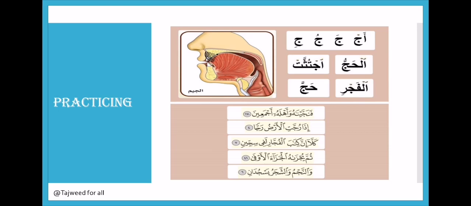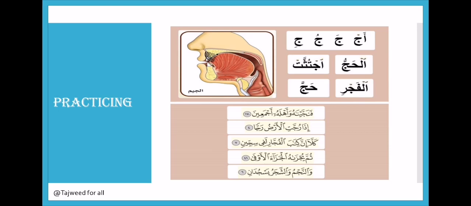فَنَجَّيْنَاهُ, for timing for the first Jim and then the second Jim. فَنَجَّيْ إِذَا رُجَّتِ الْفُجَّارَ. When the Jim and the Z is coming, both are strong letters. Okay, we will study the strength of the letter when we study about the sifat.